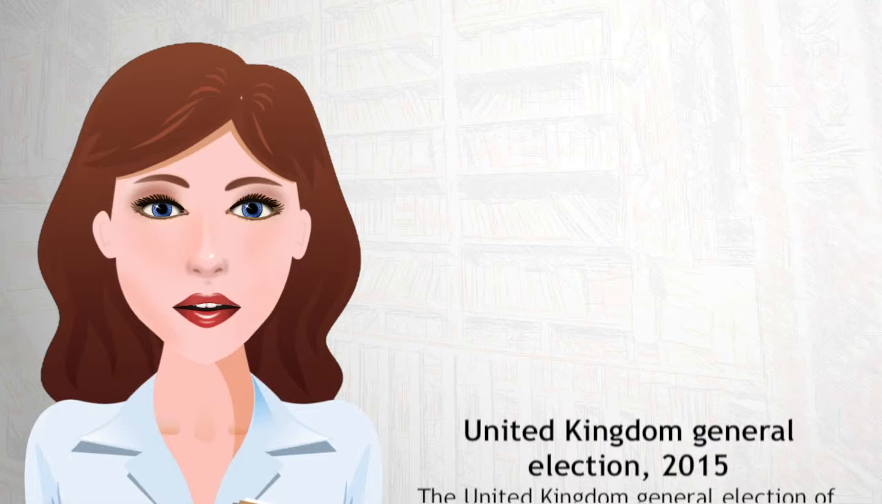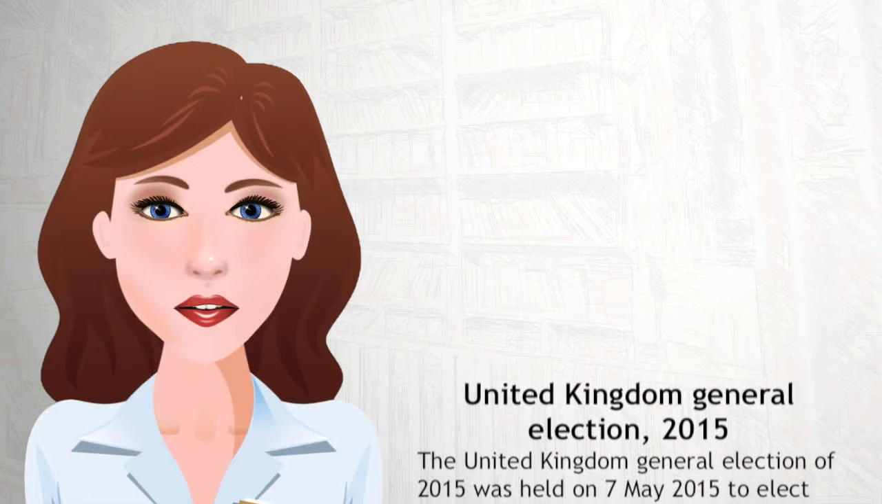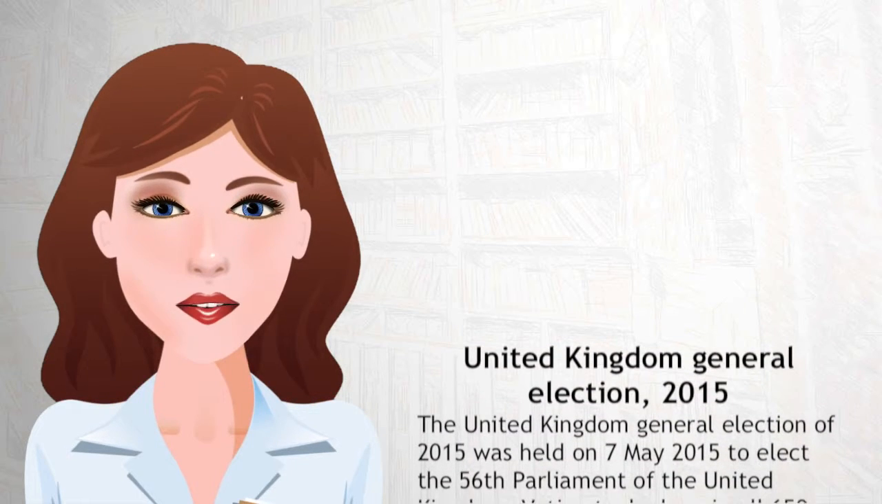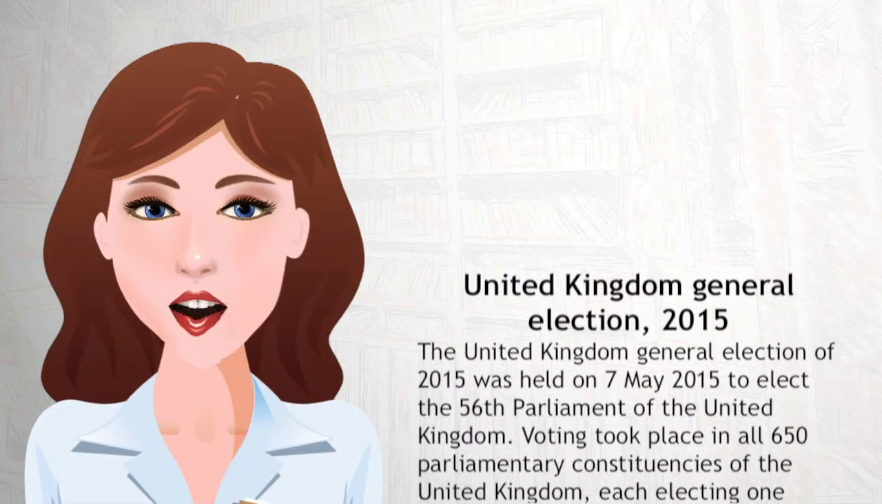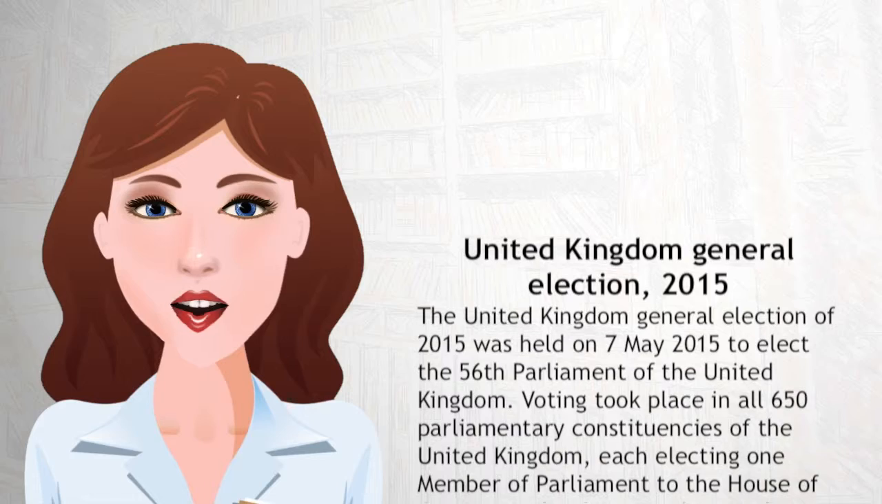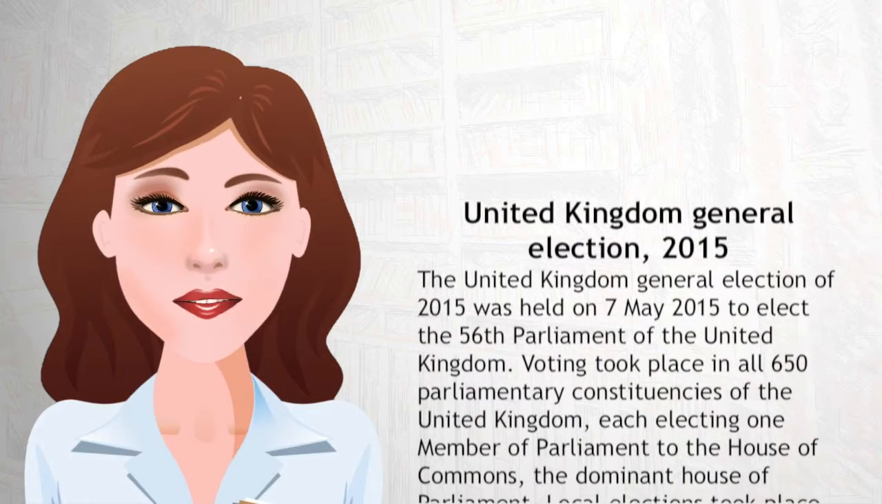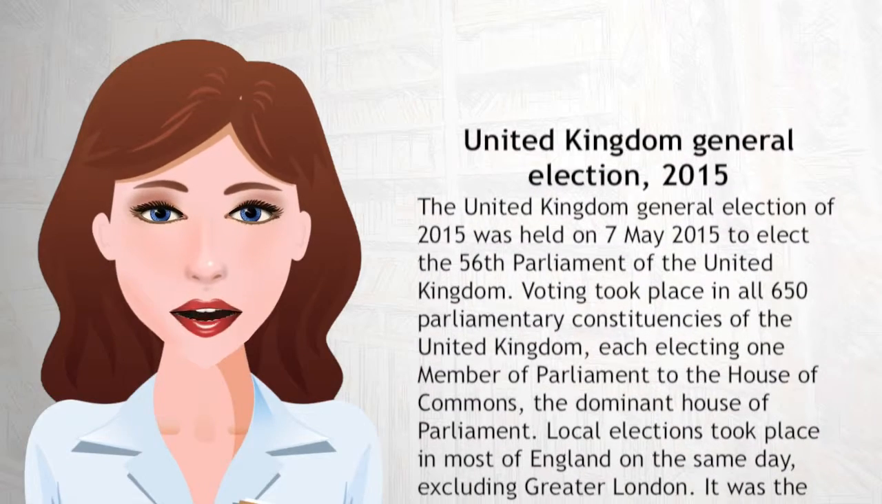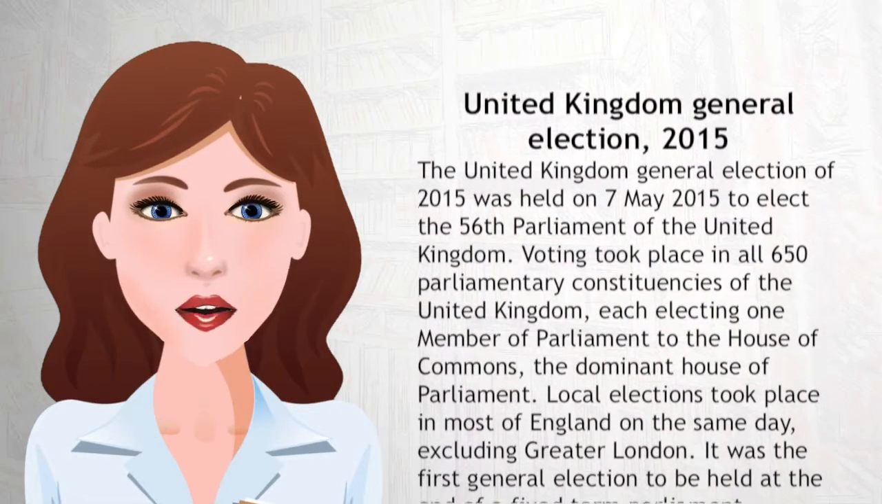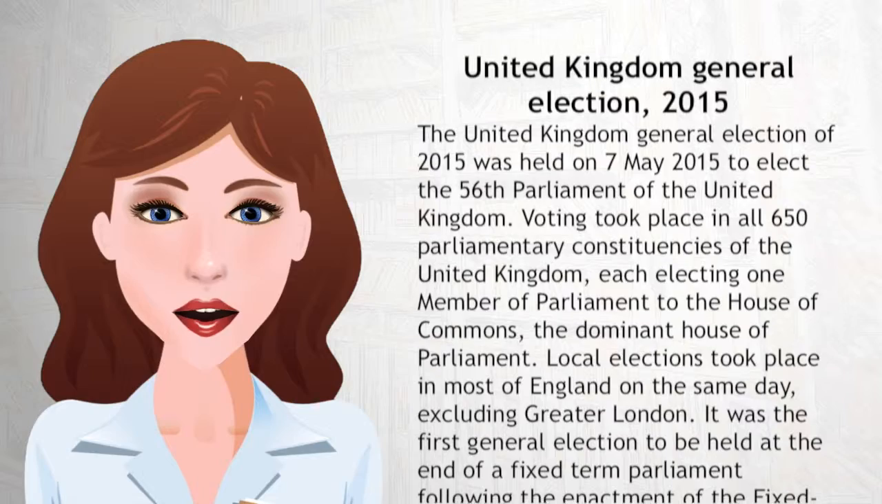The United Kingdom general election of 2015 was held on May 7, 2015 to elect the 56th Parliament of the United Kingdom. Voting took place in all 650 parliamentary constituencies of the United Kingdom, each electing one member of Parliament to the House of Commons, the dominant House of Parliament. Local elections took place in most of England on the same day, excluding Greater London.